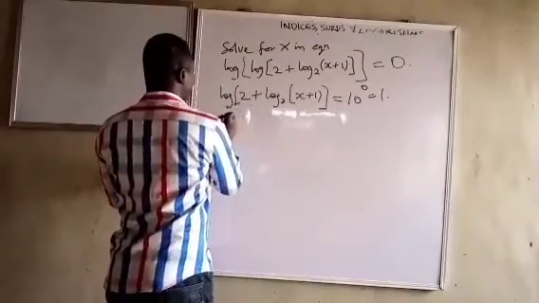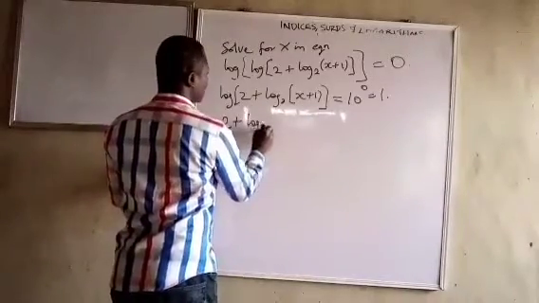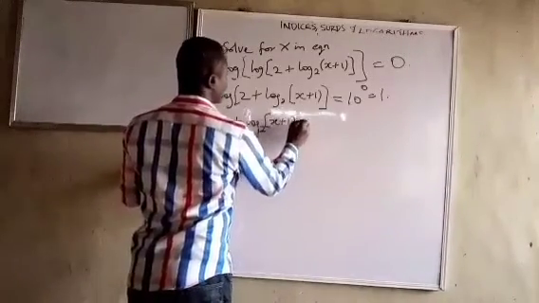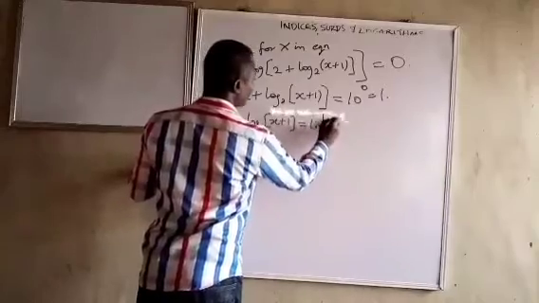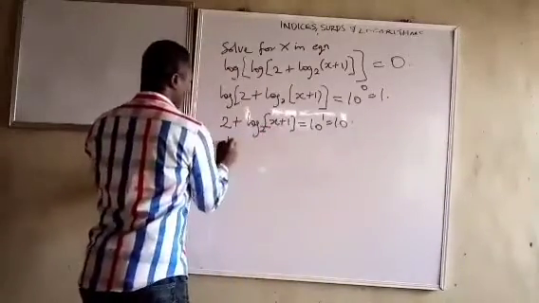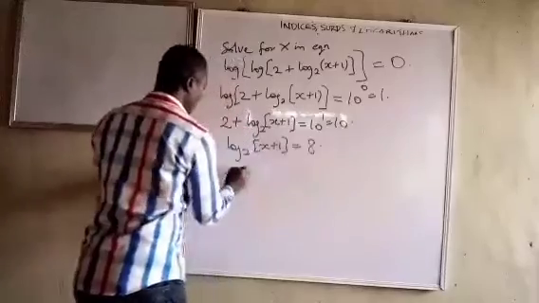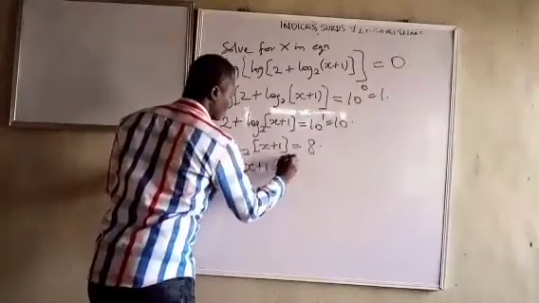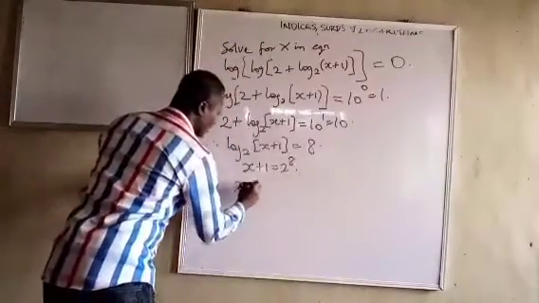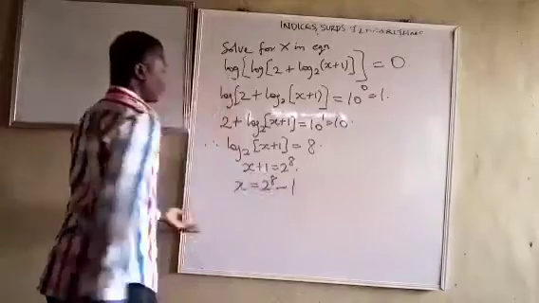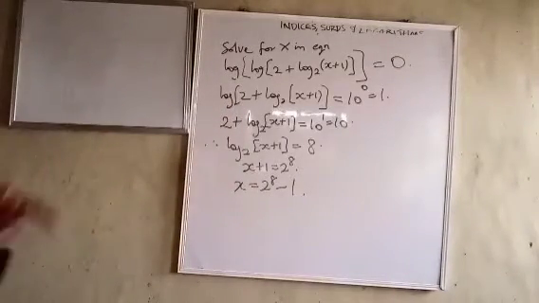Then we can now say 2 plus log to the base of 2 of (x plus 1) is equal to 10 raised to the power 1, which is equal to 10. Therefore, log to the base of 2 of (x plus 1) is equal to 8. So x plus 1 is equal to 2 raised to the power 8. Therefore, x is equal to 2 raised to the power 8 minus 1. So just open it layer by layer, just like you're opening an onion, and then you get your answer.